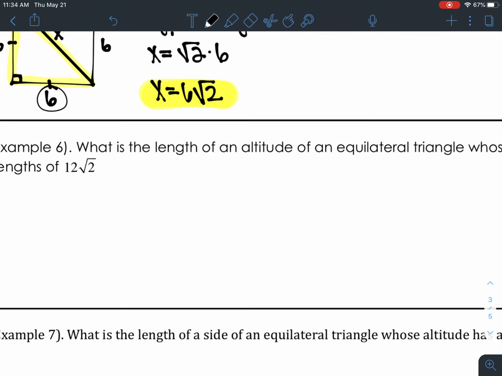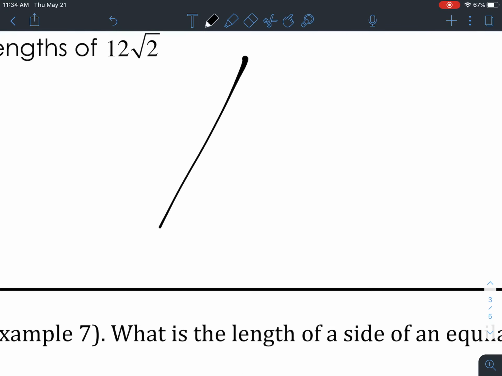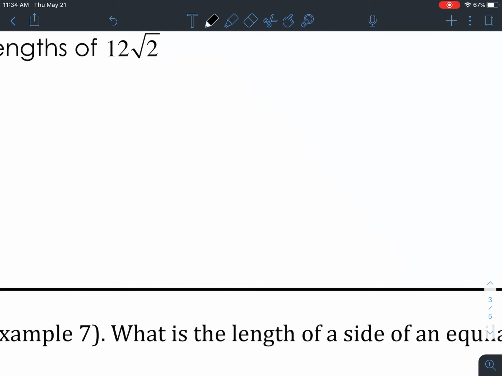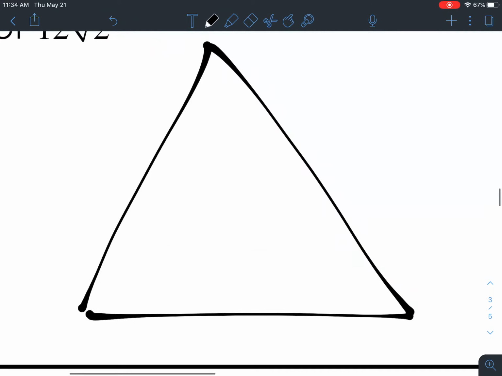All right, let's try the next one. So it says, what is the length of an altitude of an equilateral triangle? All right, so let's start there. So let's start with an equilateral triangle. Oh, that didn't look very good. All right, let's start off again with an equilateral triangle. And let's draw in our altitude.